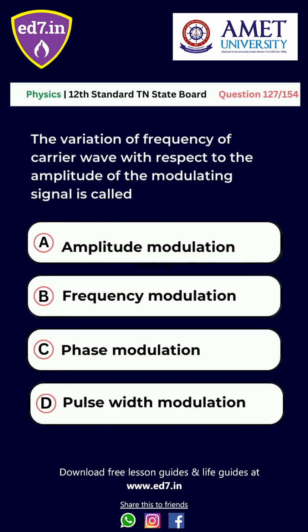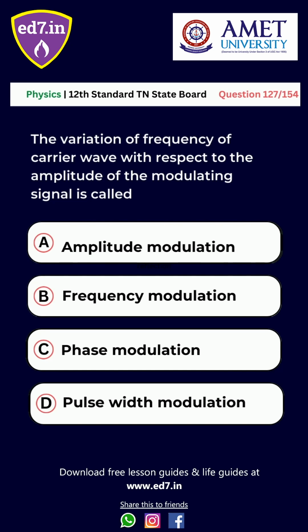Question number 127. The variation of frequency of carrier wave with respect to the amplitude of the modulating signal is called: option A, amplitude modulation; B, frequency modulation; C, phase modulation; D, pulse width modulation.